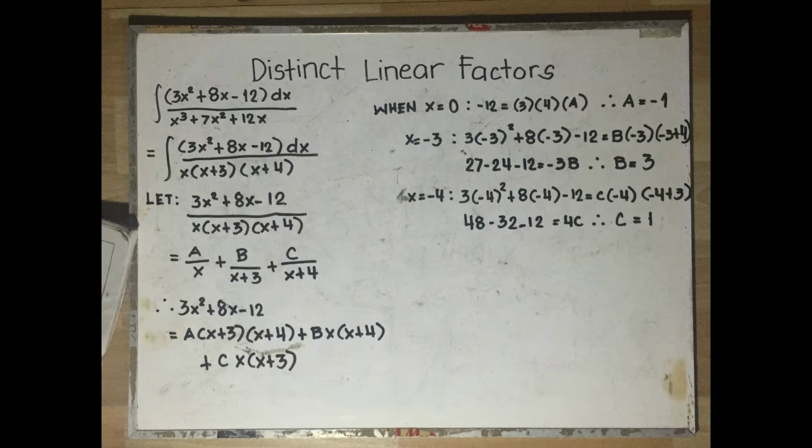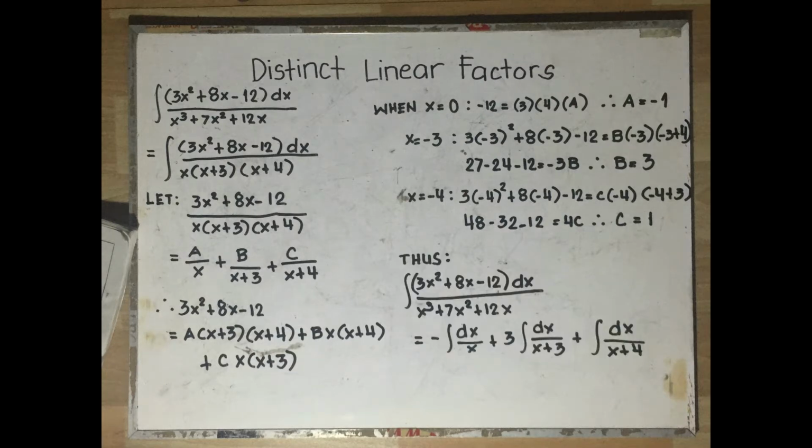When x is equal to −4, substituting this value to the x variables of the equation gives us 3 times the quantity of (−4)² plus 8 times the quantity of −4, minus 12, equals c times the quantity of −4 times the quantity of −4 + 3. 48 − 32 − 12 equals 4c. Therefore, c is equal to 1.